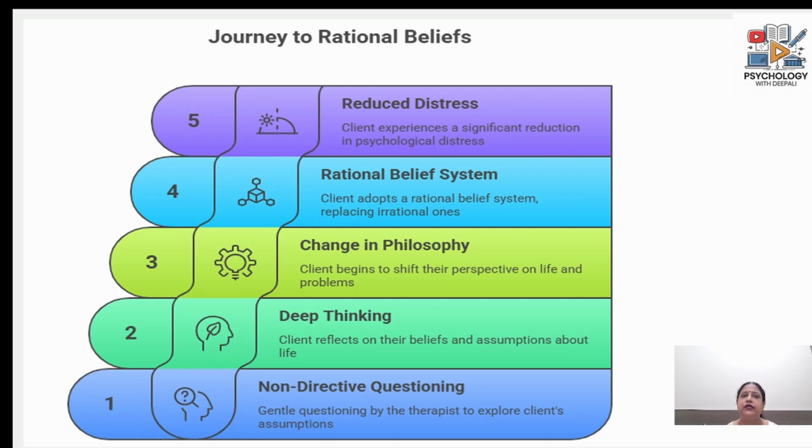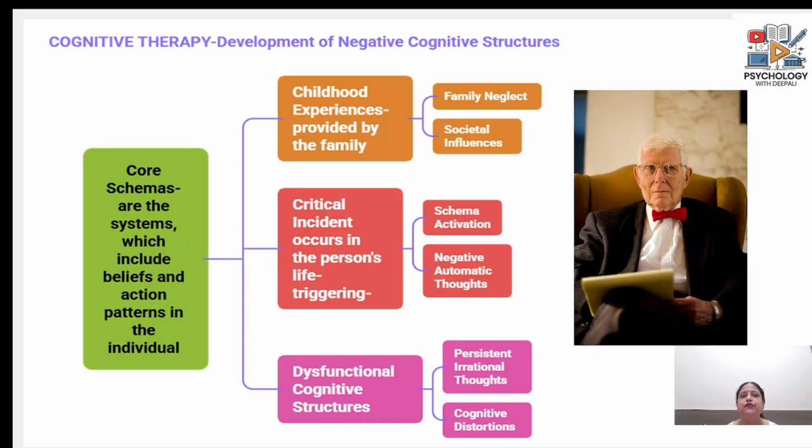Now we come to cognitive therapy, a process of therapy which was originally given by Aaron Beck. Now, he talked about the concept of core schemas. Core schemas are systems which include beliefs and action patterns in the individual, which means there are certain basic core schemas or core thinking styles which we develop over a period of time. And these influence the way we believe things and the way we behave in various situations.